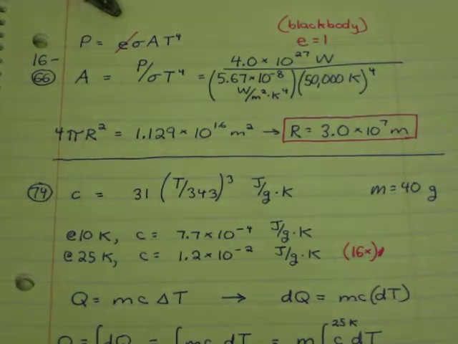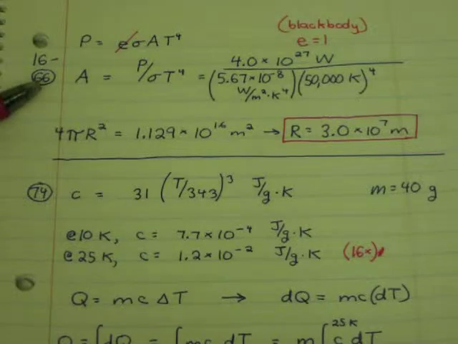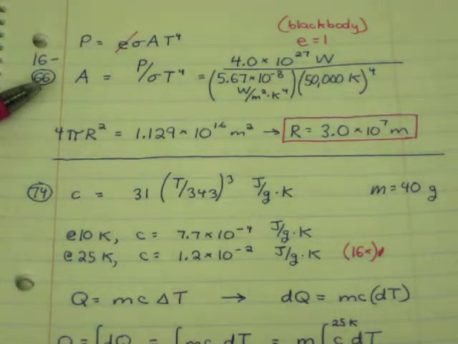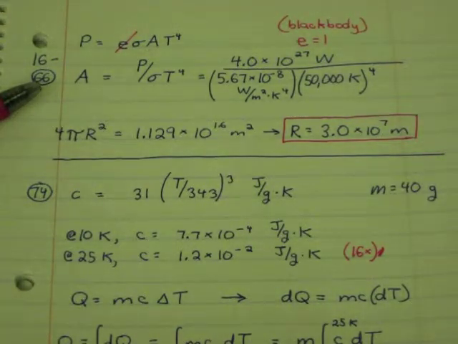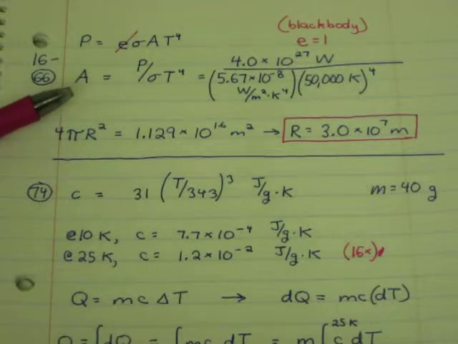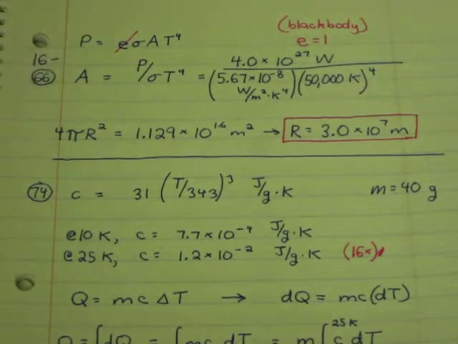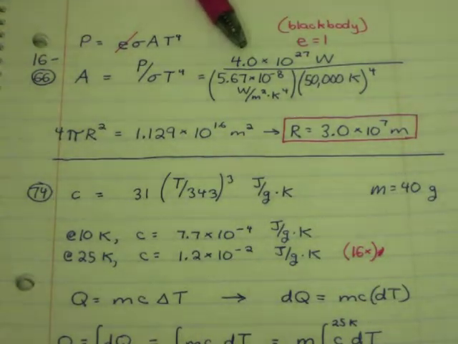Solve it for area. So we want to know the radius of the star. We're going to assume the star to be spherical. So A refers to its surface area. And we solve for that. Surface area is P over sigma T to the 4th. You've got your P given in the book. Sigma is the Stefan-Boltzmann constant, 5.67 times 10 to the negative 8 watts per meter squared Kelvin to the 4th. And also in the denominator is 50,000 Kelvin to the 4th power.